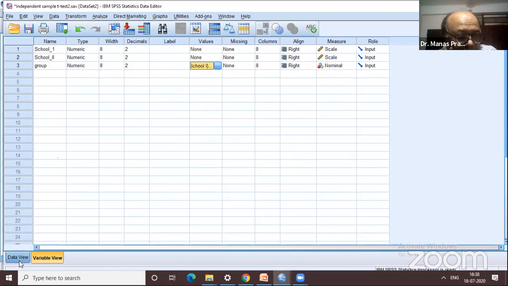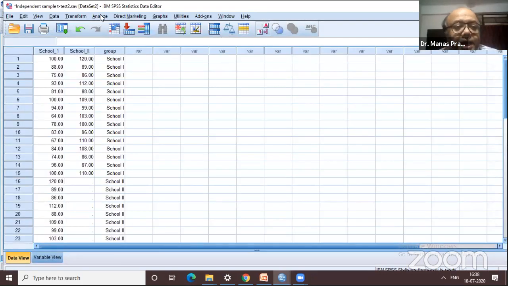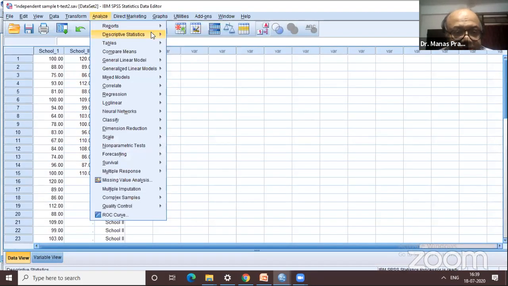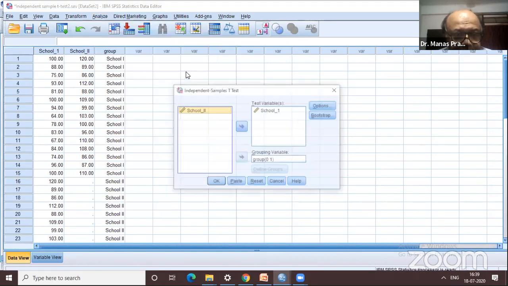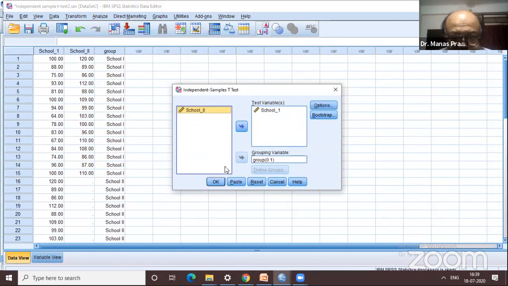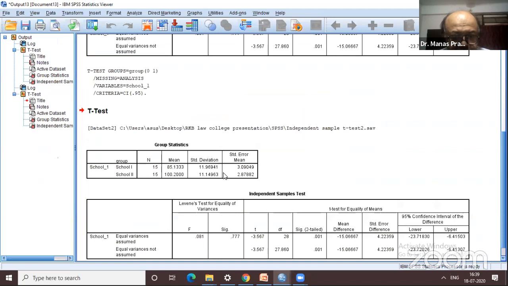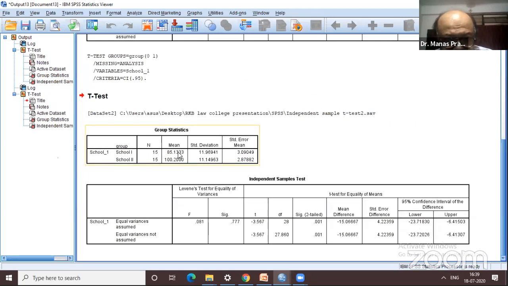Okay. Then you have to go to analyze, descriptive statistics. Oh, sorry, compare means, independent sample t-test. Then you put school 1 here, the grouping variable here. Okay, define. Now you see school 1 mean is this, school 2 mean is this. This is the advantage of saving the codes. Okay. And now let's go to this table. This is a very big table.